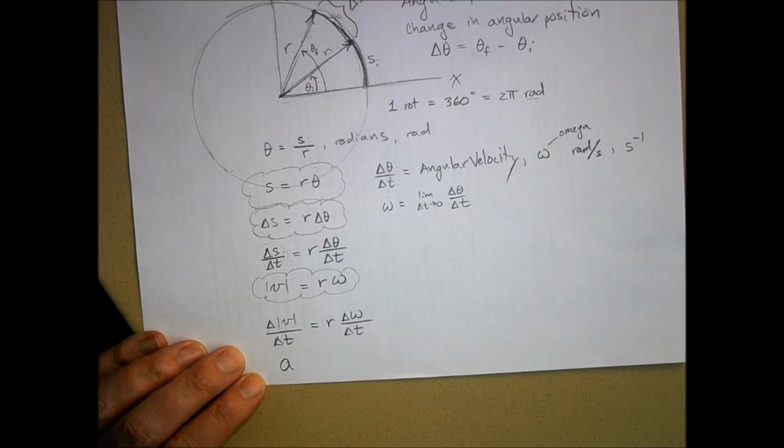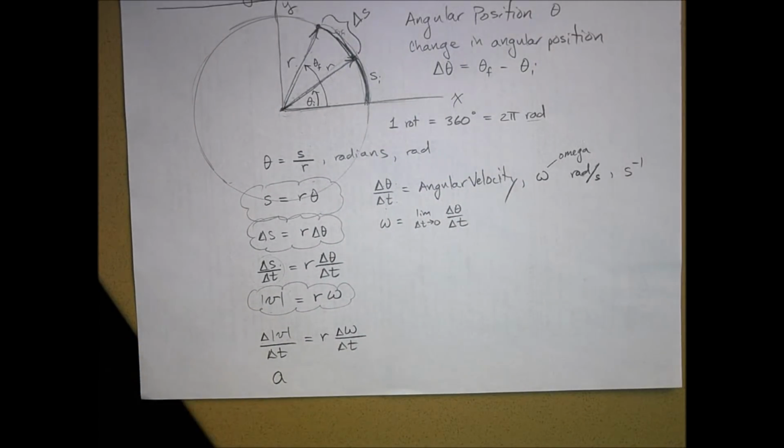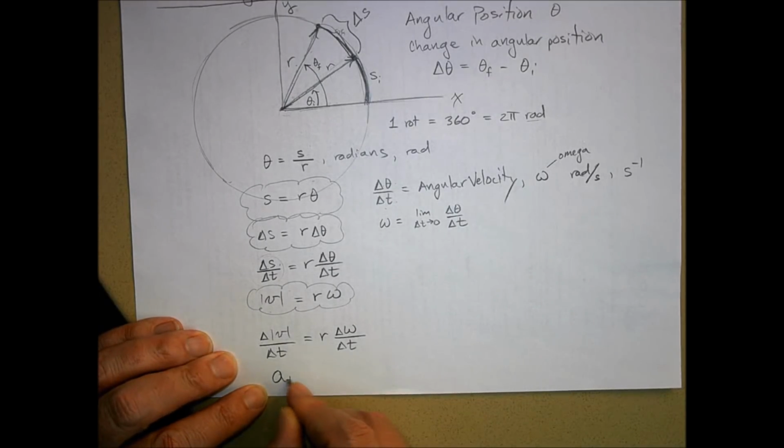But it's a special kind of acceleration. It's not centripetal acceleration. In fact, it's 90 degrees to that. This is an acceleration that changes our speed. And we call it tangential.